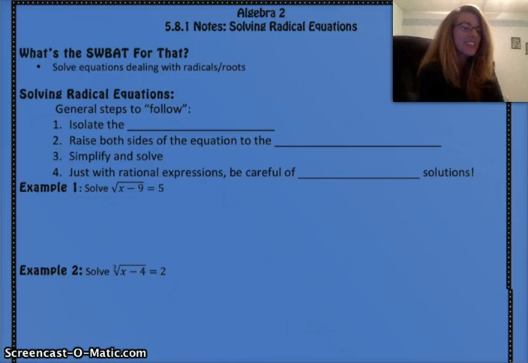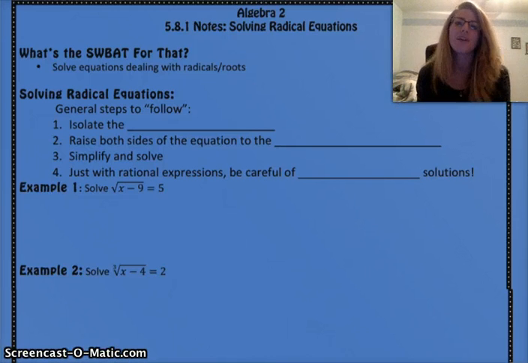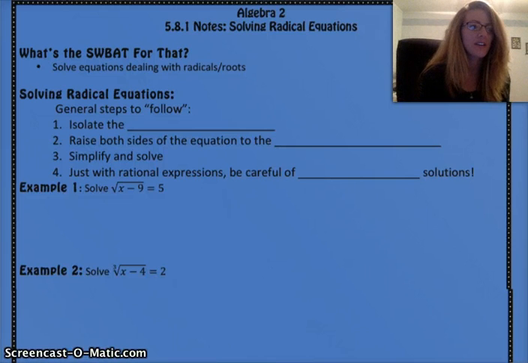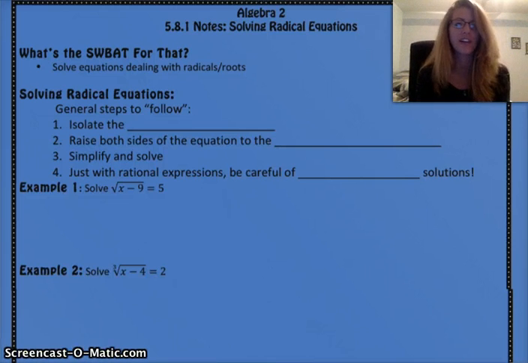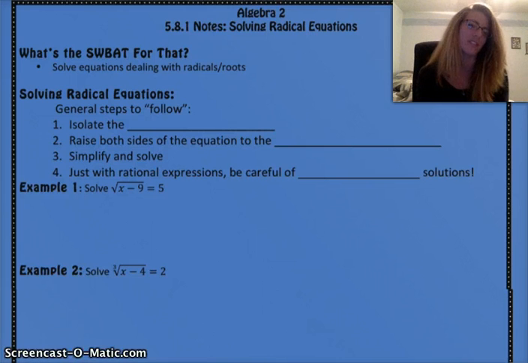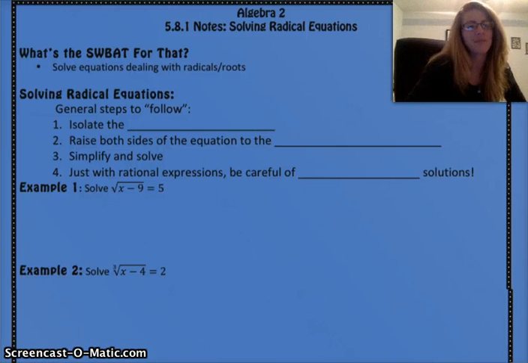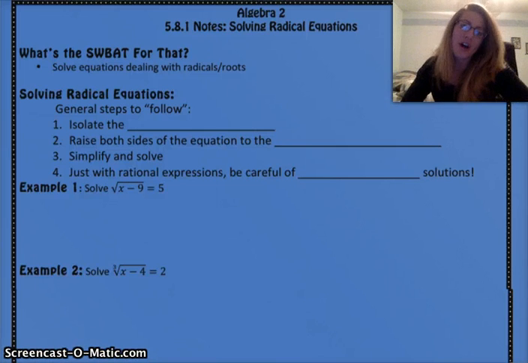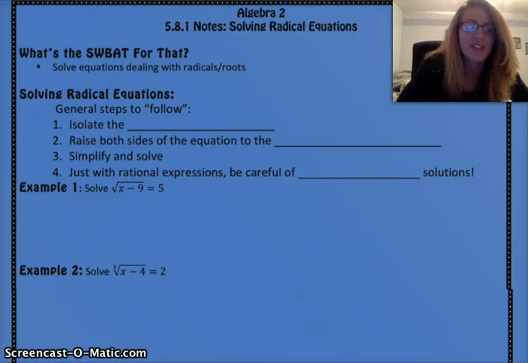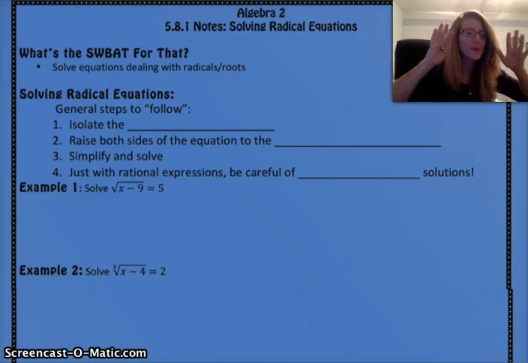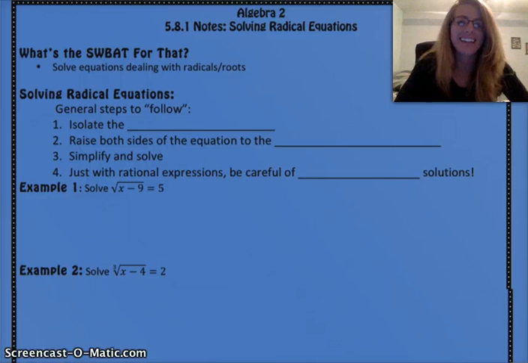Today we are finishing up chapter 5, which is about our last day on radical functions. And we're actually going to be solving equations that have radicals in them. And so, that's our SWABAT: solving equations dealing with radicals and roots.